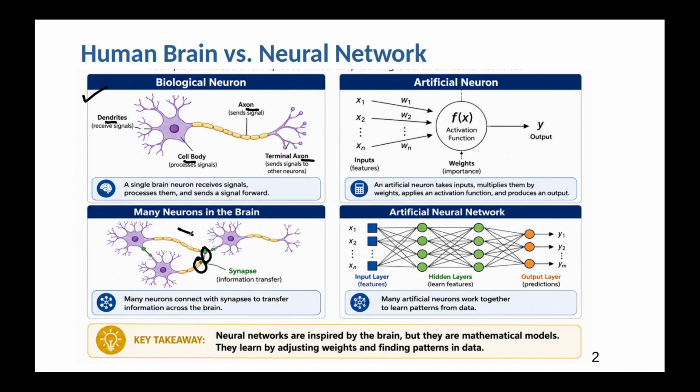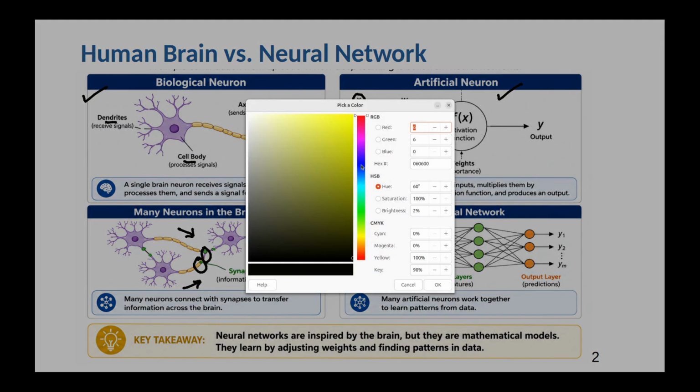Now, this is not exactly how an artificial neural network works. But this idea inspired scientists to create artificial neurons. Look at the right side of the slide. This is an artificial neuron. It receives inputs. These inputs can be numbers. For example, if you are working with an image, the input may be pixel values. If you are working on house price prediction, then the input may be the size, number of rooms, location, and age of the building.